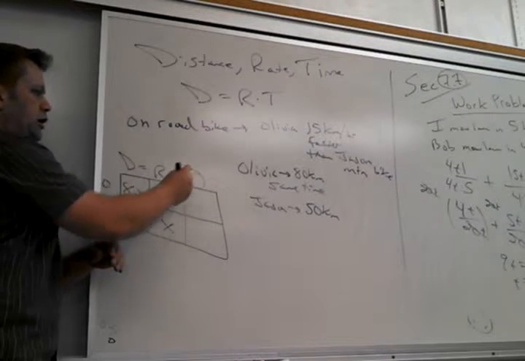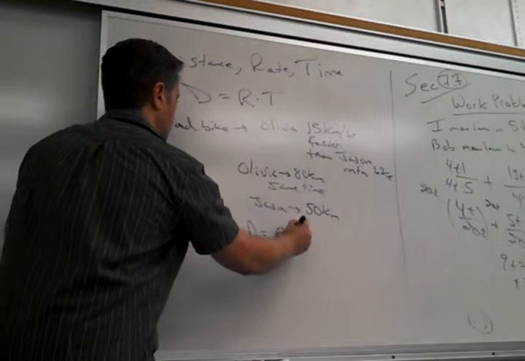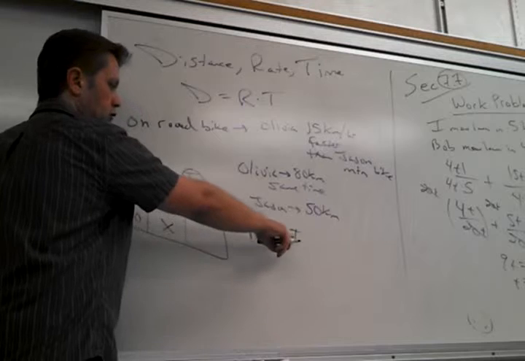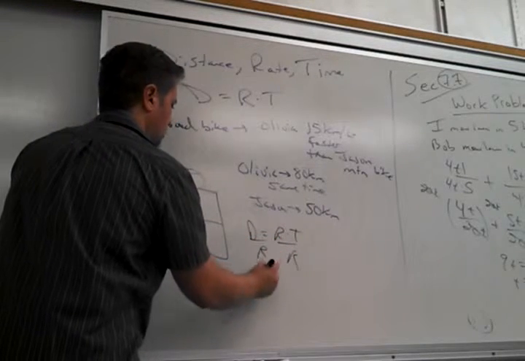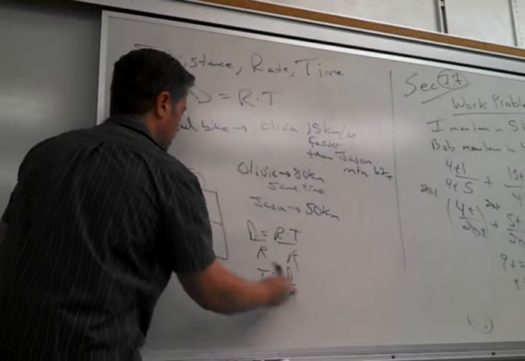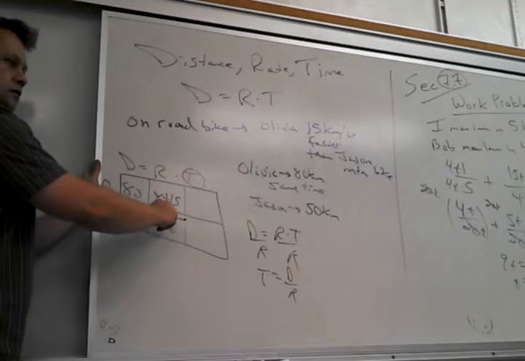So what is it that I don't know? I don't know their time, right? If distance equals rate times time, how do I solve for time? What do I do to get t by itself? Divide by rate. So the time is distance divided by rate. So this time should be distance divided by rate. So what goes here?